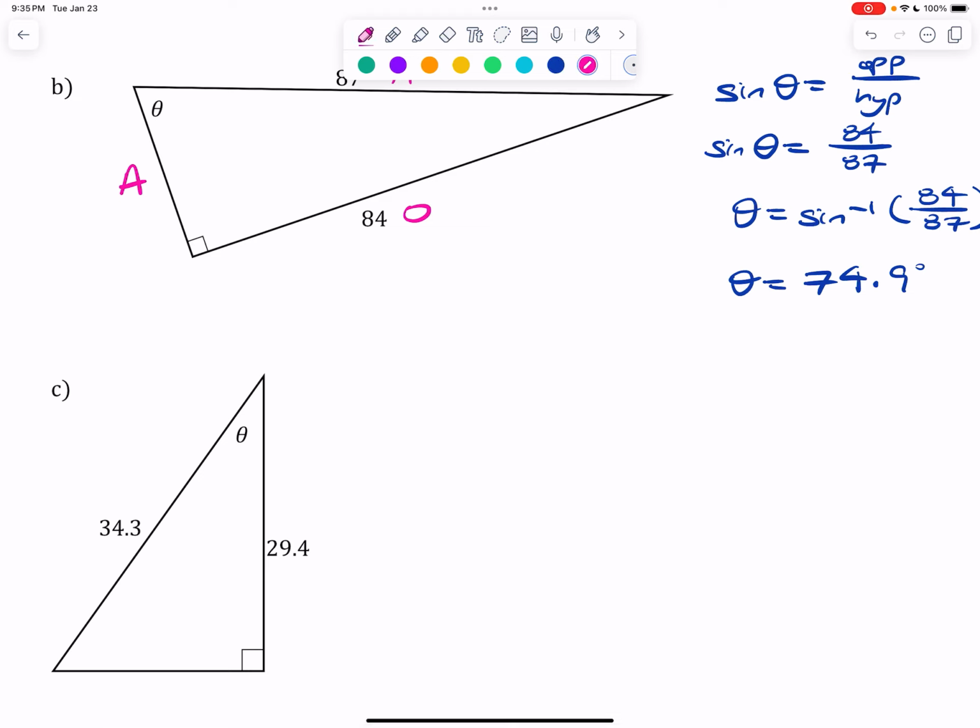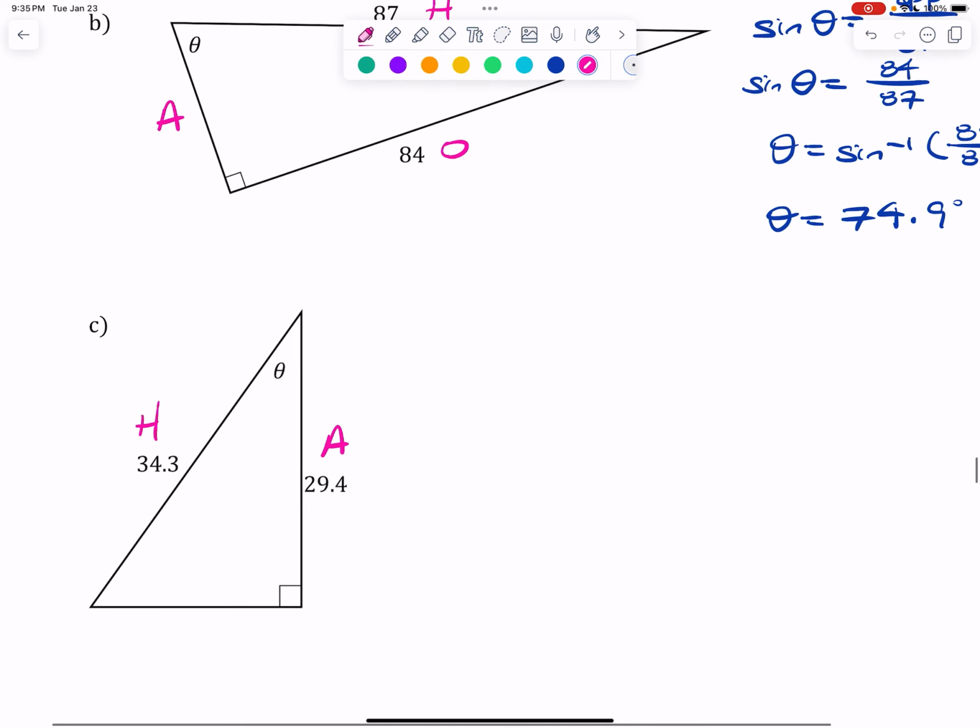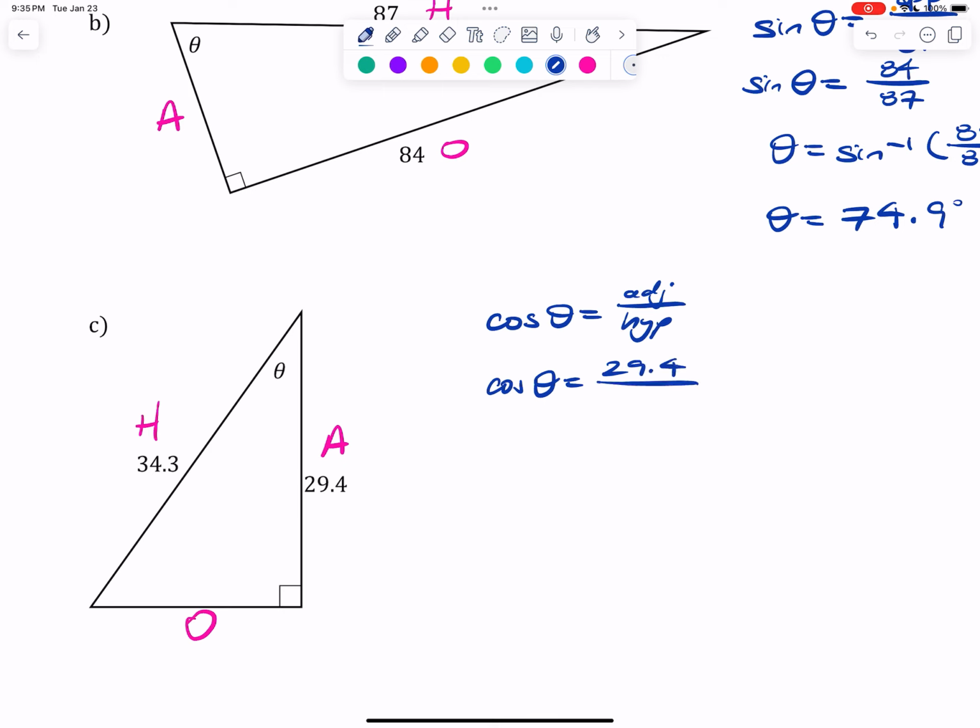Last example, we've got theta. This 29.4 is adjacent. This 34.3 is hypotenuse. Remaining side is opposite. So I'm using cosine. So that's adjacent over hypotenuse. Adjacent is 29.4, hypotenuse 34.3. So we take opposite cosine of 29.4 divided by 34.3.